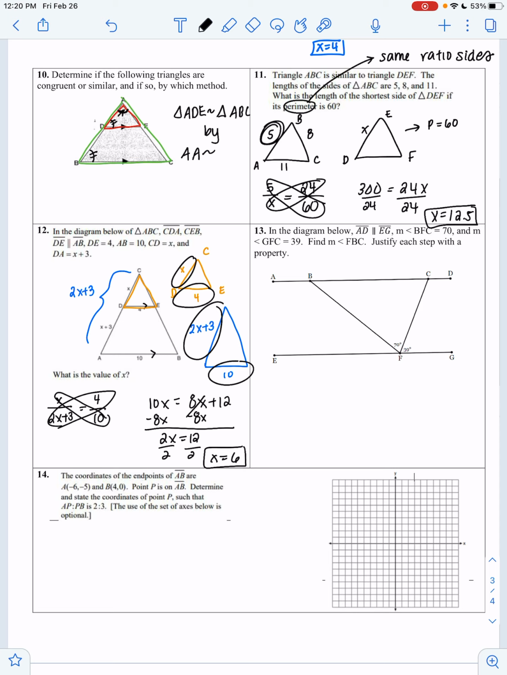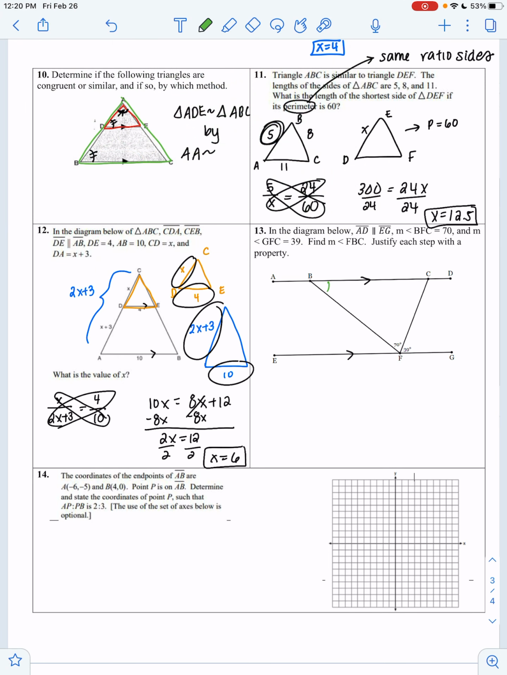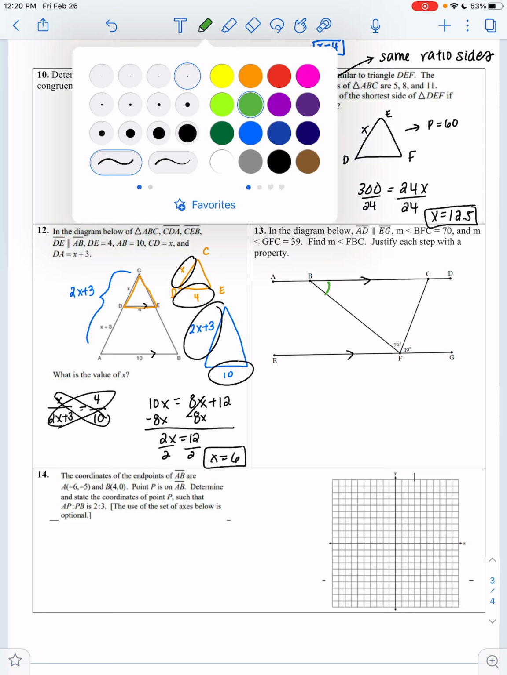In the diagram below, AD is parallel to EG, so these two lines are parallel. Measure of angle BFC is 70, and that's drawn in for us. Measure of angle GFC is 39, also drawn in for us. Find the measure of angle FBC. So FBC, we are looking for this angle right here. Okay, so the first thing I'm going to do is try to find the measure of this angle.